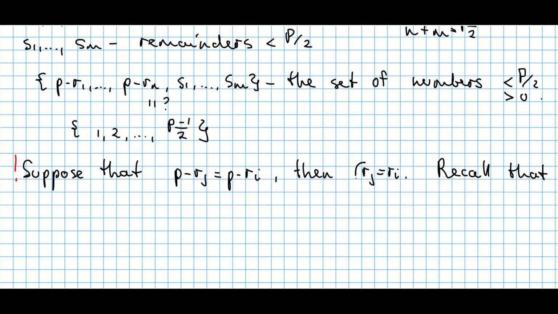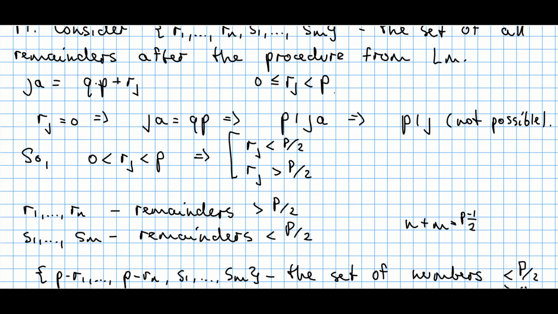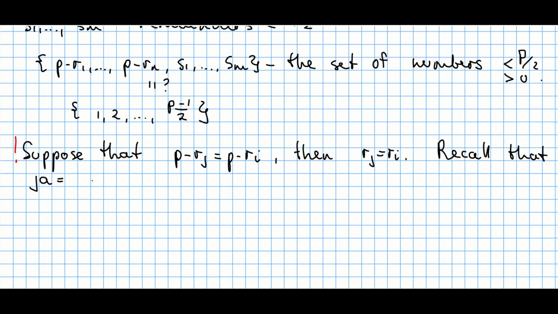So how can I get this remainder rj? I can get this by dividing element ja. Ja is from this list, and we divide this by p and get that this is just p times q prime, for instance, plus this remainder rj.